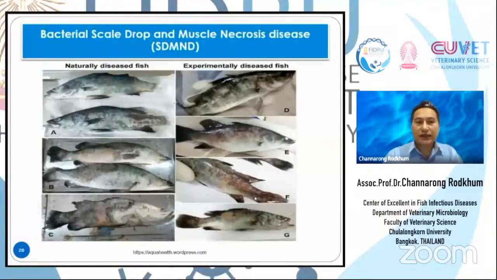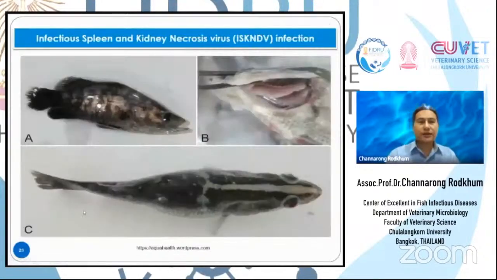The next one is scale drop also, but it's from bacteria. We call this disease bacterial scale drop and muscle necrosis disease or SDMND. This picture comes from naturally diseased fish and experimentally diseased fish. You can see the same clinical signs, including scale drop and muscle necrosis.